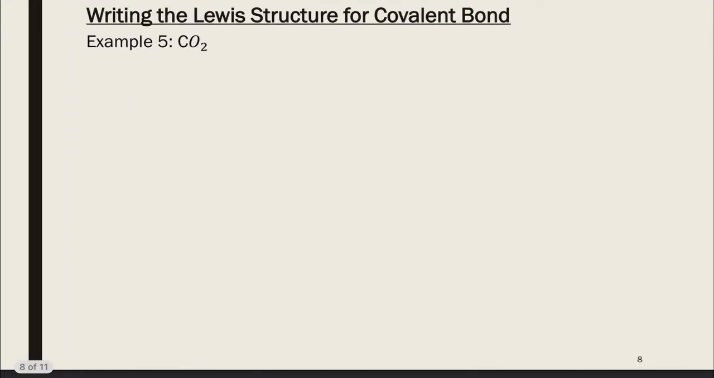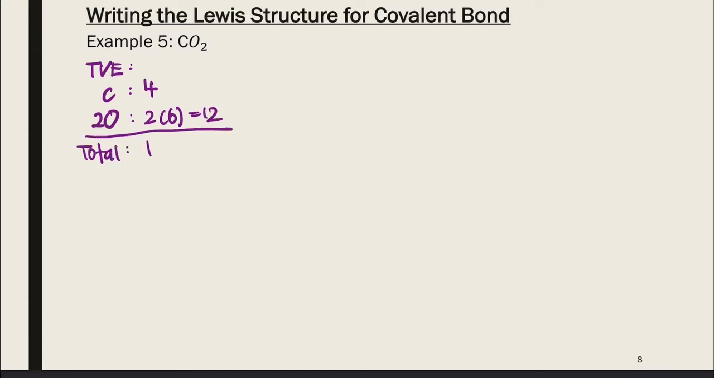Next, for carbon dioxide, we repeat the same step. We calculate the total valence electron first. We have 1 atom carbon and 2 atom oxygen. So the total of valence electron will be 16 electron. Okay. Now, let's draw the skeletal structure for CO2.